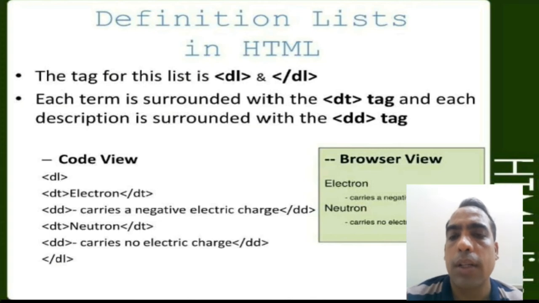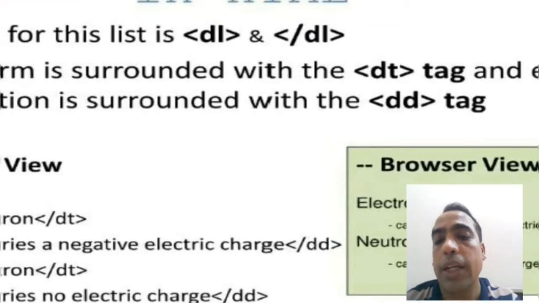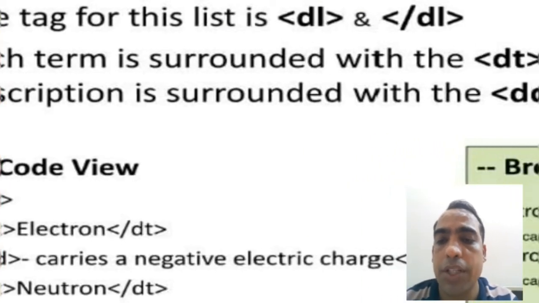Definition list. The tag for this list is the DL tag and the closing DL tag. Each term is surrounded with the DT tag and each description is surrounded with the DD tag. You can see one example of a definition list. You can see the code of the definition list.